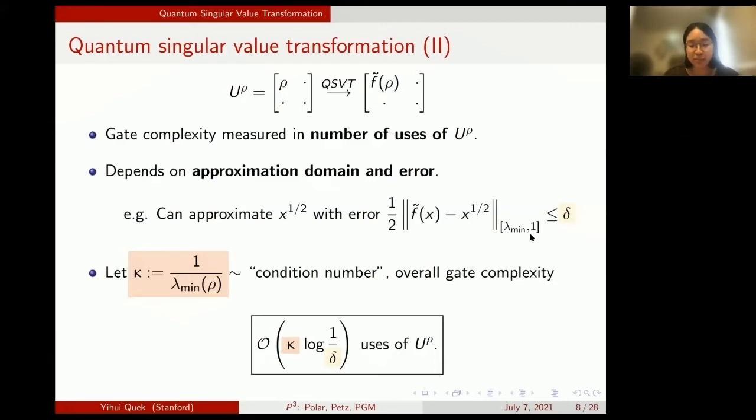And if the error on this domain is at most delta, then there are two parameters that the gate complexity depends on: the error of the approximation, which is delta, and this thing called a condition number. A condition number is something that comes from classical linear algebra, and basically it's telling you how difficult a matrix is to invert. In this case, the matrix that we care about is the matrix rho, and the condition number is defined as 1 over the minimum singular value, or in this case, eigenvalue of rho. With these two parameters, for most functions, the gate complexity of this singular value transformation scales as something like a polynomial in the condition number and log 1 over delta. Delta is the error of the functional approximation.